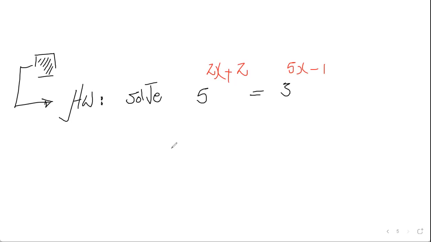Just give it a thought. If you cannot solve it, that's totally fine. But we are going to come back to it. That's right, 3 to the power 5x minus 1.